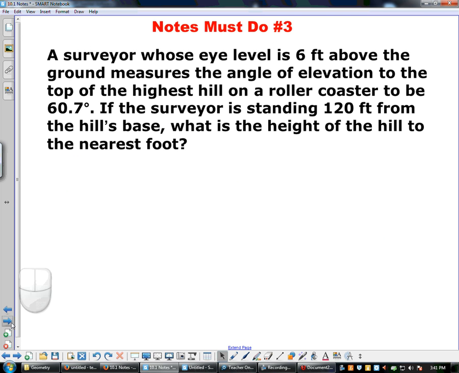Okay, so that brings up notes must do number 3. A surveyor whose eye level is 6 feet above the ground measures the angle of elevation to the top of the highest hill on a roller coaster to be 60.7 degrees. If the surveyor is standing 120 feet from the hill's base, what is the height of the hill to the nearest foot? So again, it's going to be a very similar problem to the last example. So work on that. Make sure you draw a nice, accurate sketch.